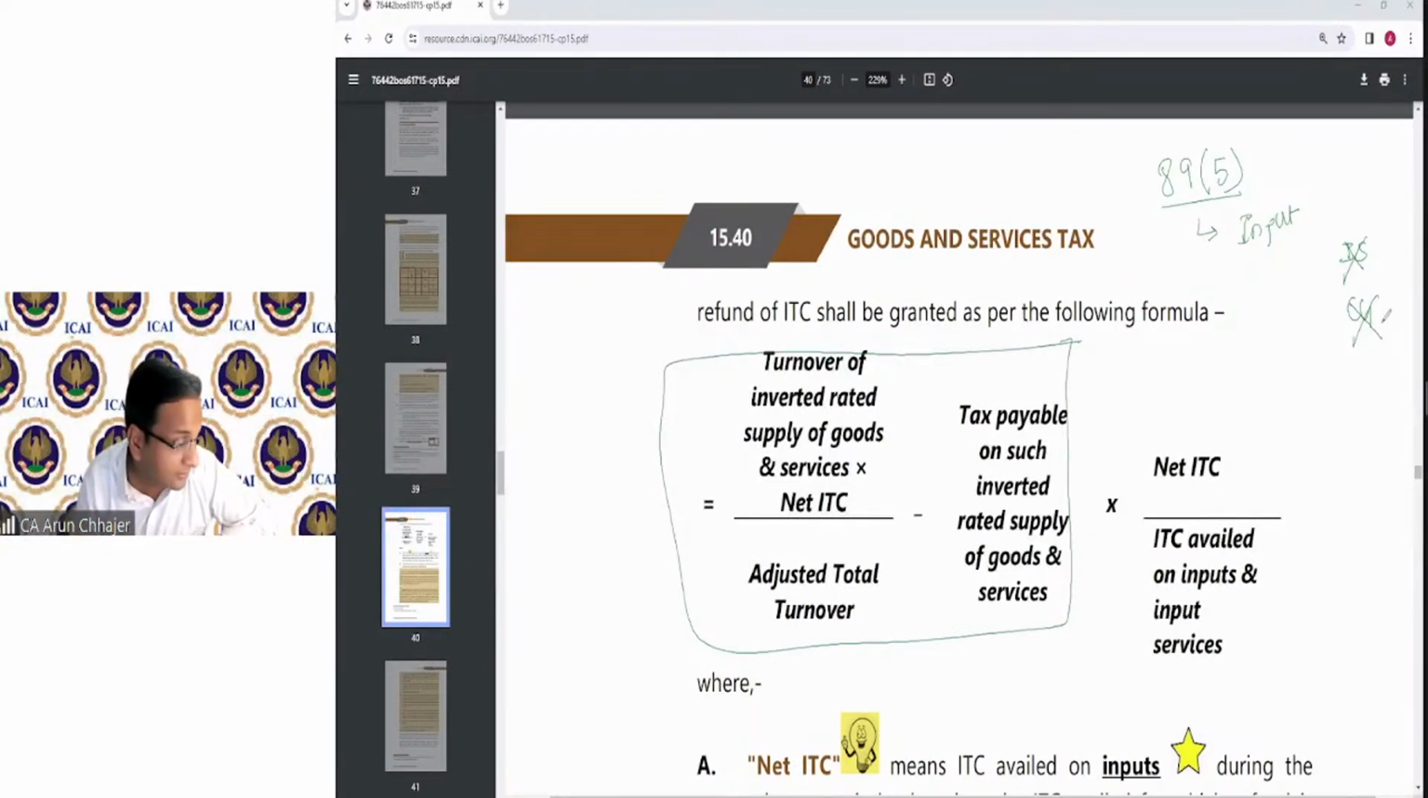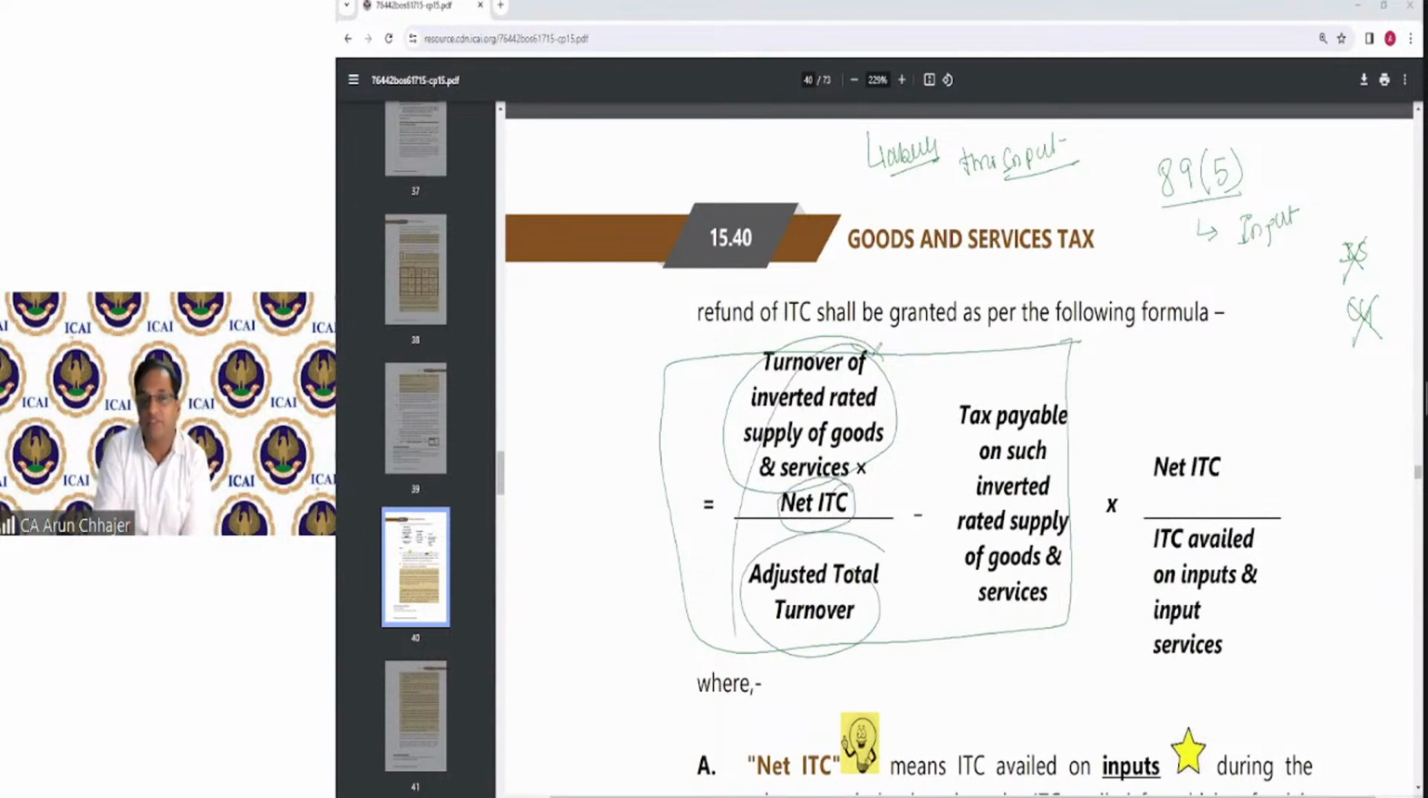But are you restricting the liability through input only? See, Kirti, okay, no problem. I will explain. So they are saying, the sale of that, suppose any product, multiplied by net ITC divided by the total turnover. By this, what happened? The proportionate ITC which pertains to my inverted rated supply.